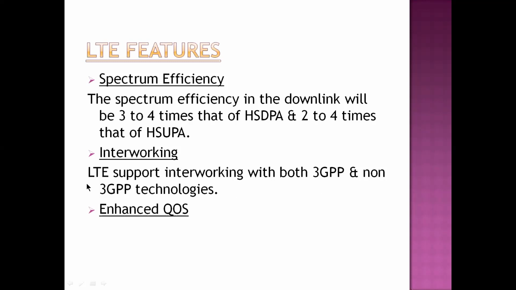LTE supports interworking with both 3GPP and non-3GPP technologies. What are these? 3GPP means it supports CSFB features, right? You might be doing CSFB, SRVCC in drive tests. So it goes 3G, LTE to 3G means 3GPP, and LTE to LTE also 3GPP. Non-3GPP means LTE to CDMA. CDMA is non-3GPP. Wi-Fi and Bluetooth, those are non-3GPP. So it can support Wi-Fi with LTE as well as Bluetooth with LTE.